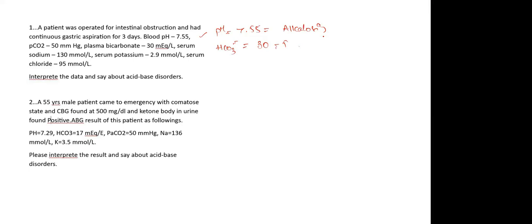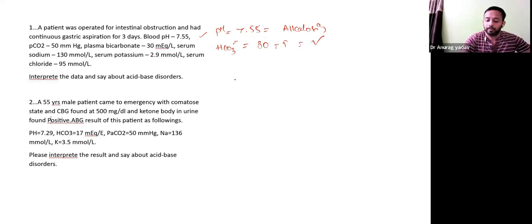Yes or no? Bicarbonate. Yes. So what is the primary defect now? The primary defect is metabolic because bicarbonate is increased. Metabolic alkalosis is the primary cause.